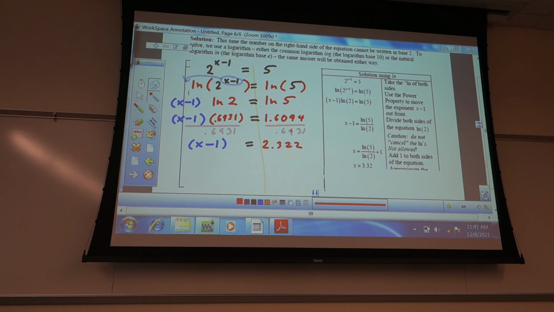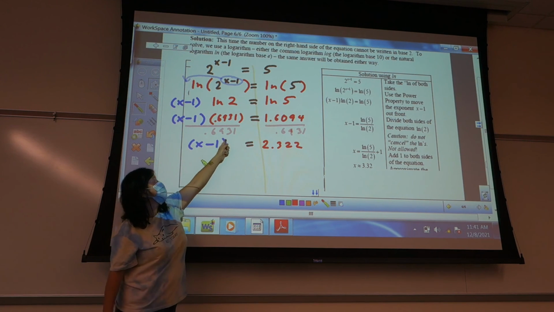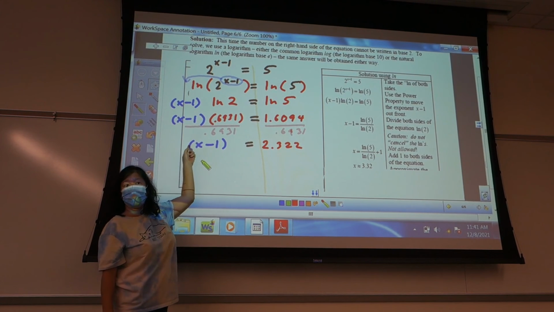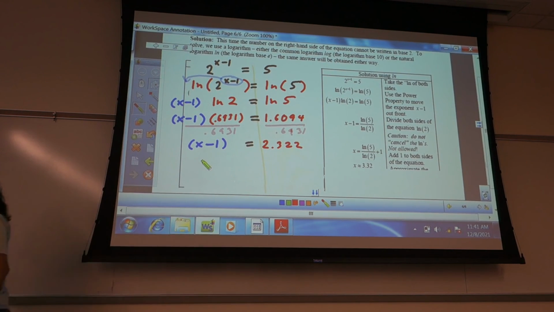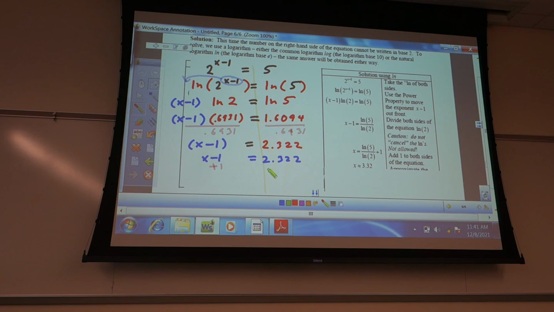And then what's my last step? Is there anything acting on these parentheses, am I raising it to a power or multiplying something in front of it? Nope, so now I can take them away. So that's x minus 1 equals 2.322. So now I can add 1 to both sides, right? And we'll end up with x equals 3.322. Done.